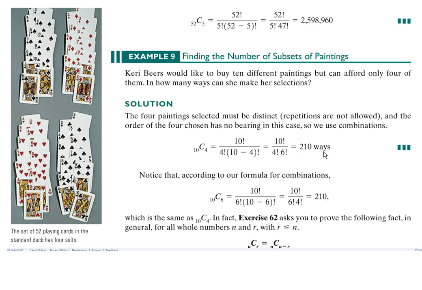Now, they're showing us here that she's supposedly not selecting 6 paintings. And that comes out the same. That's sort of interesting, but we don't want to complicate this.